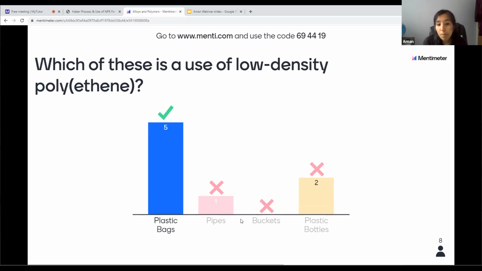And that's why pipes, buckets, and plastic bottles, which, if you think about milk bottles for example, the plastic used in that is a lot tougher than a plastic bag, which is quite flimsy. So plastic bags are made of low density polyethylene, and high density polyethylene is pipes, buckets, and plastic bottles. So well done.